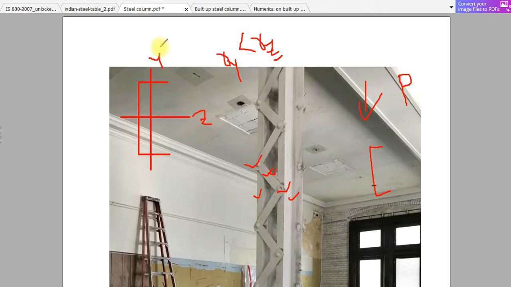Now whenever you are going for a built-up column, what should be your concern? That should be increasing the strength. In this channel section, rz is the stronger axis, so there is no problem with the z-axis. The only problem is about the y-axis.